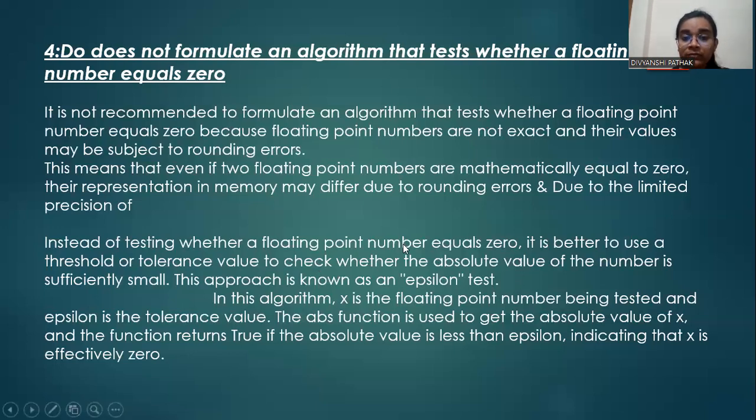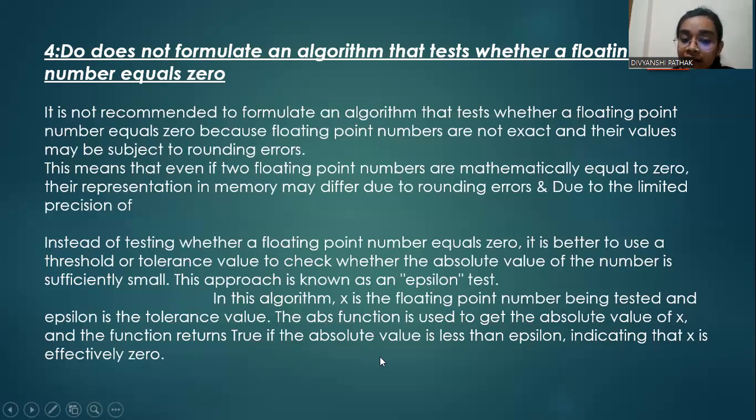Instead of testing whether a floating point number equals zero, it is better to use a threshold or tolerance value to check whether the absolute value of the number is sufficiently small. This approach is known as the epsilon test. So we can use the epsilon test to detect whether the number is equal to zero or not. For example, we have a floating point number x, and we want to detect whether it is equal to zero and whether we can consider it as a zero or not. So we use the absolute function to get the absolute value of x.